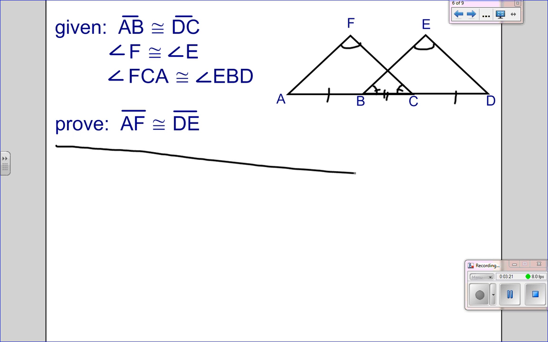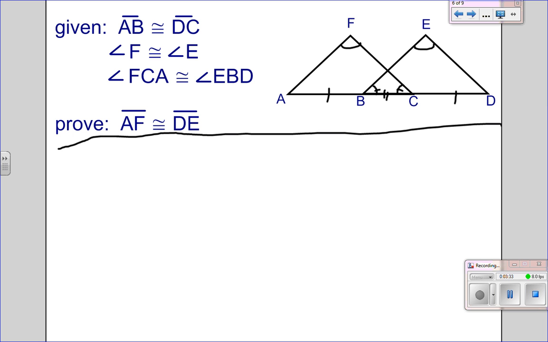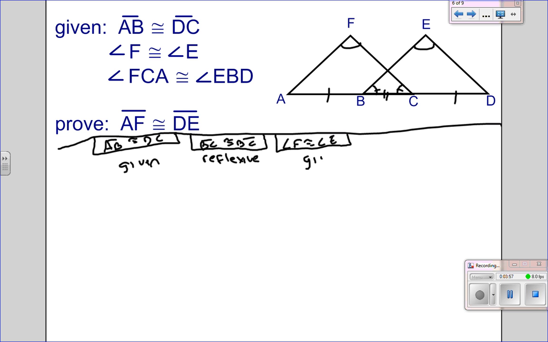So let's write our proof. Oh, that was a terrible line. Sorry about that. Let's try that again. Let's draw a line. Okay, I'm not getting much better, but there we go. So we have AB is congruent to DC, given. I'm going to go ahead and write next to here that BC is congruent to BC by reflexive because I'm going to need to combine these two together. We also have angle F is congruent to angle E. And finally, we have angle FCA is congruent to angle EBD.